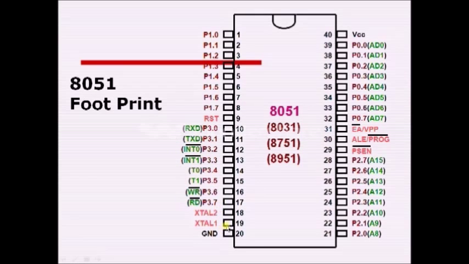Okay, so here we have reset, Xtal2 and Xtal1, VCC, EA bar by VPP, ALE by program bar, PSEN bar, and then ground. Now all these 8 pins provide us different functionalities. So let us see what those functionalities are.